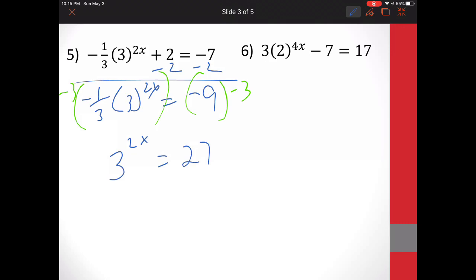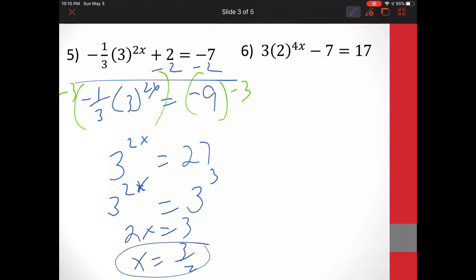Now 3 is a good base. It's a prime base, and 27 is 3 to the third. So this is simple. 2x equals 3, or x equals 3 halves. That's it. That one's done.